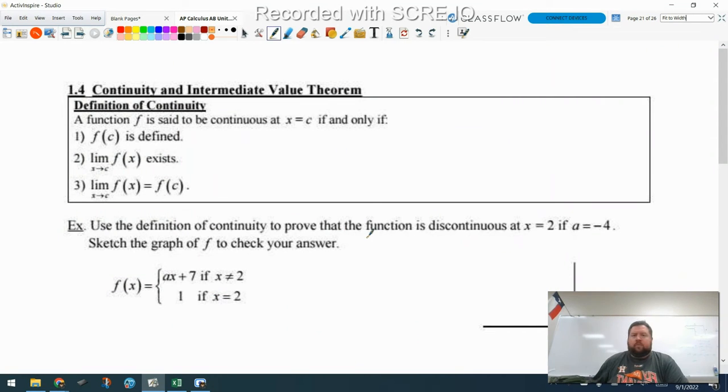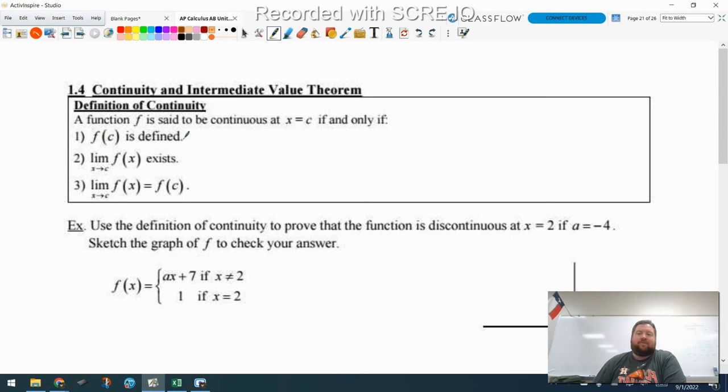All right, so we're going to do a second day of continuity where we see some more AP style questions that they could ask you with continuity. And then we're also going to introduce the intermediate value theorem today, one of the very important theorems that you will be required to know for your AP exam.